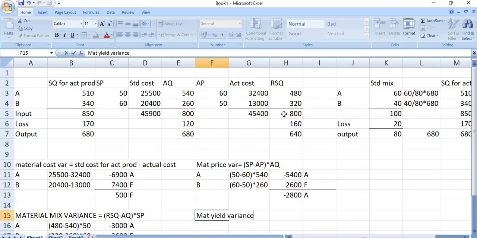You have another formula based on yield for output. You can calculate based on output also. For that I need to calculate what will be my actual yield for this standard. I don't want to complicate everything, so I will be going based on RSQ itself. So if I am calculating based on RSQ, my formula will be standard quantity minus revised standard quantity into standard price. So for A, my standard quantity is 510.